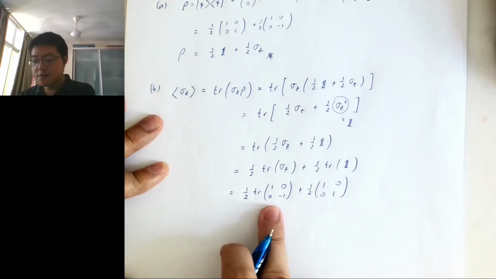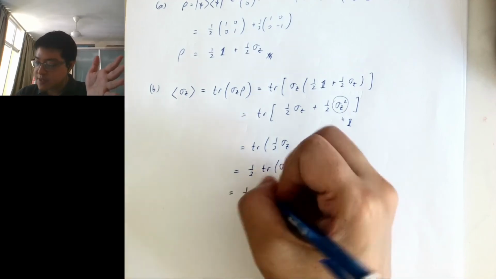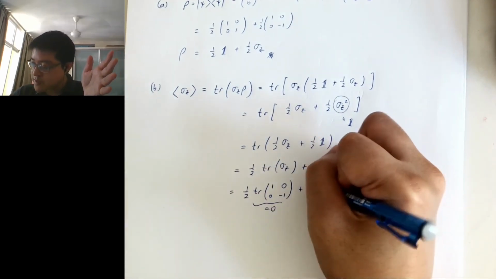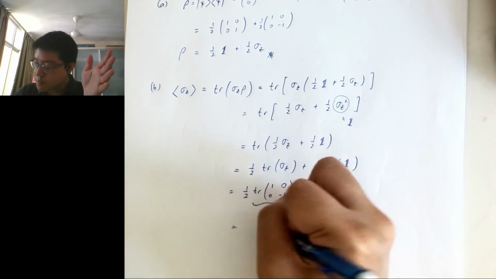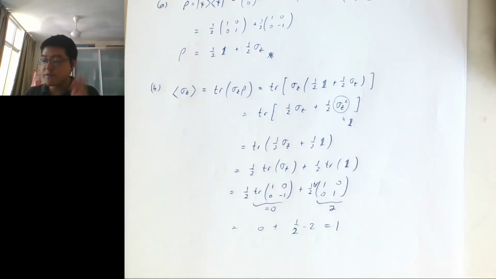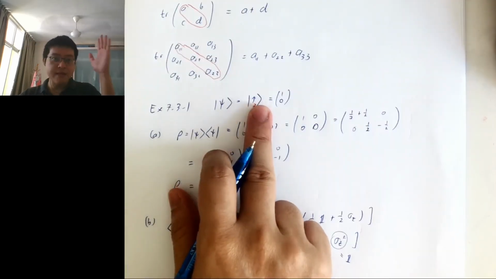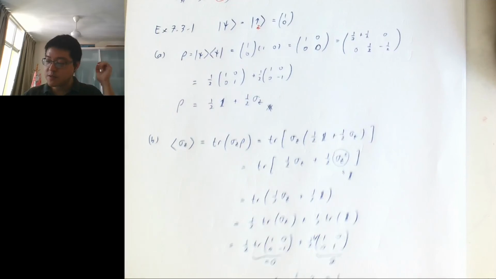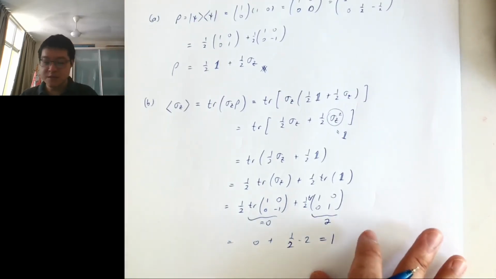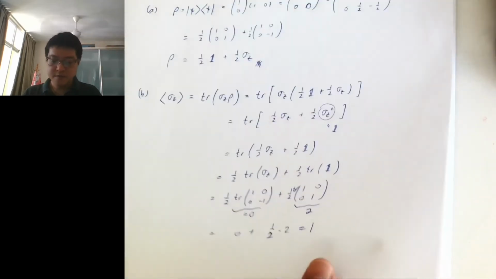Okay, so the Pauli matrix seems to have 0 trace. The trace of the identity is 2, right? So it's 0 plus half times 2, so the expectation value of this state is 1. Okay, what was the state that we started with? The state is up Z, right? So plus 1. The expectation is for a definite state, so the expectation value corresponds to the eigenvalue.